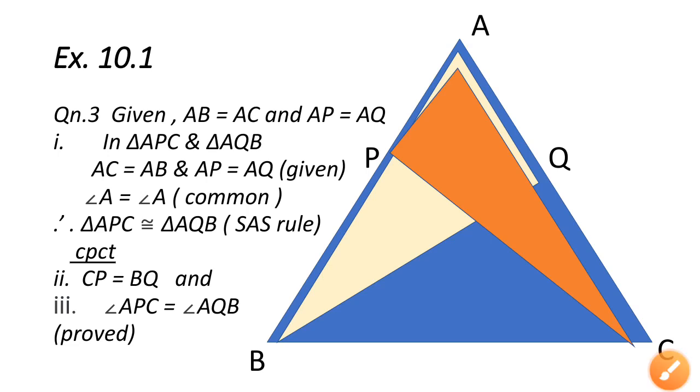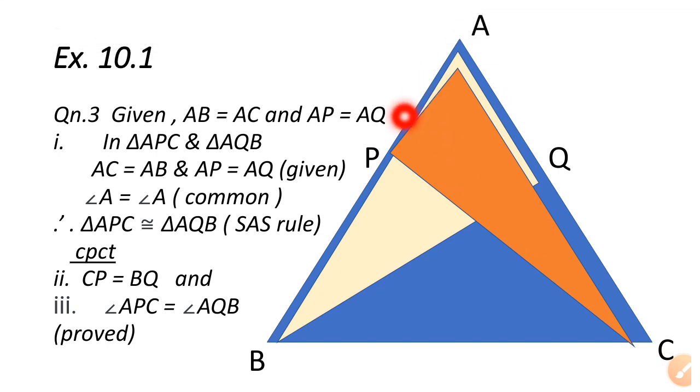Good morning students. In this video we will start from question number 3 of exercise 10.1. If you see the book, the figure is given and the conditions are also given that AB equals AC. Here AB equals AC and AP is equal to AQ.